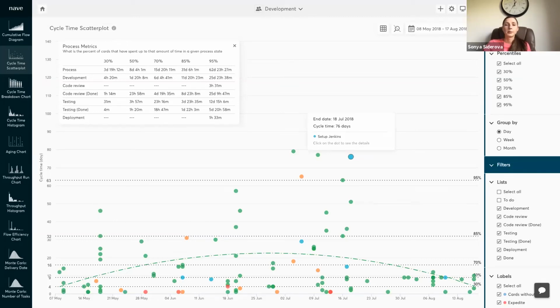You can also filter your data by class of service. It is highly likely that the 85th percentile for fixed delivery date tasks, for example, comes with a different cycle time than the 85th percentile for expedites. That way, you can provide different SLAs for different work items you're committing.